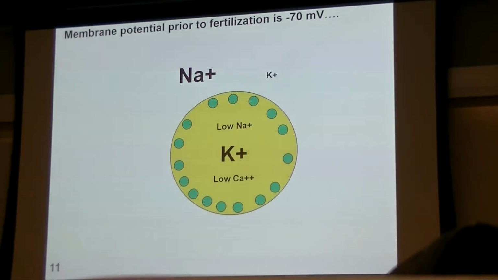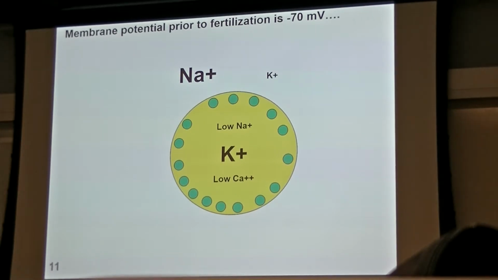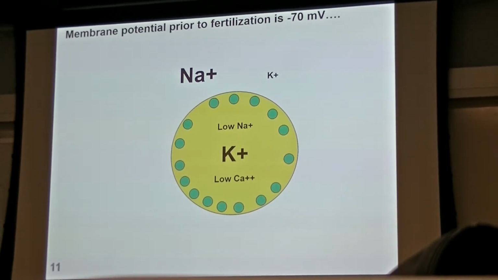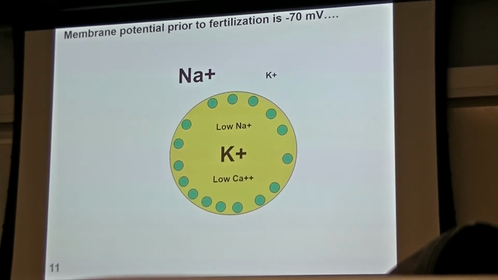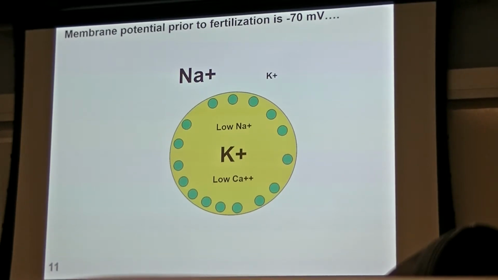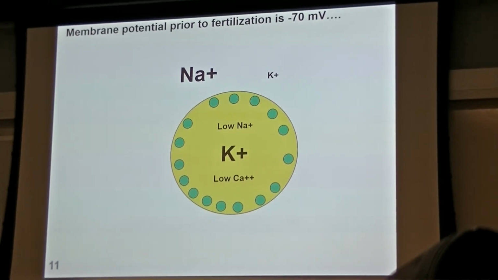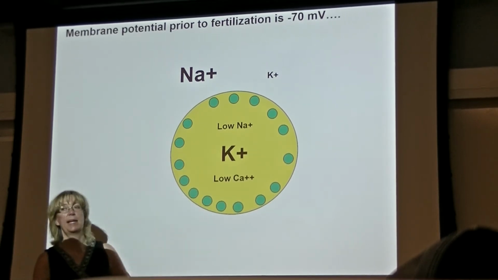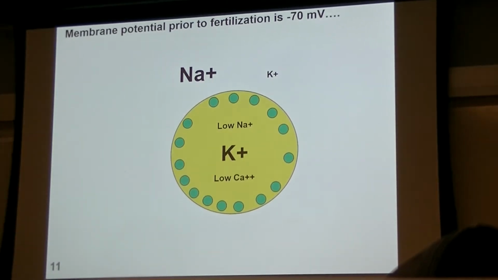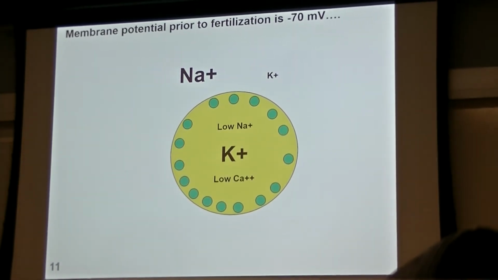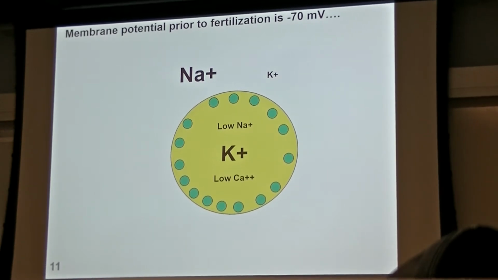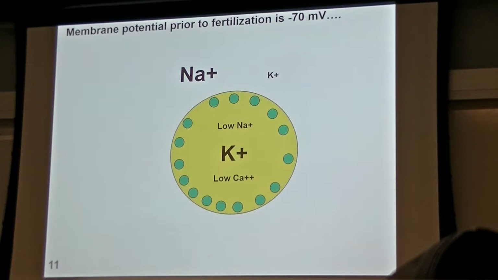So let's look at some events that are happening in the egg in response to the fusion of the sperm plasma membrane with the egg plasma membrane. This represents the egg before fertilization, and we can see all these small vesicles hanging out immediately under the plasma membrane. These are known as the cortical vesicles. Cortical for cortex, or outside portion of the egg.